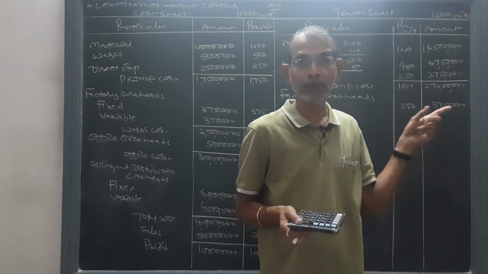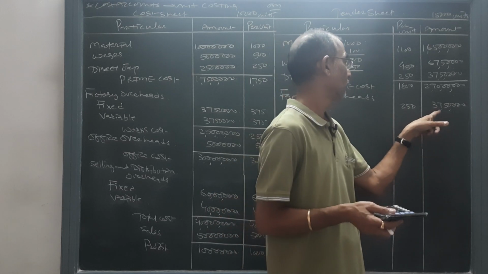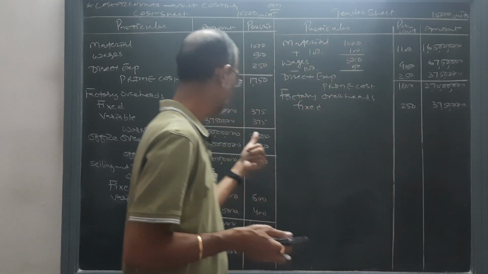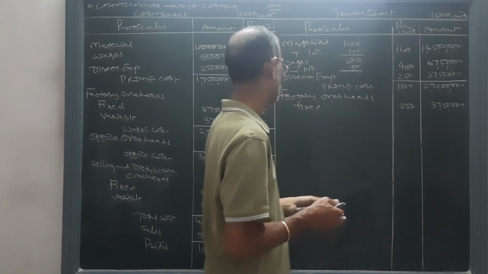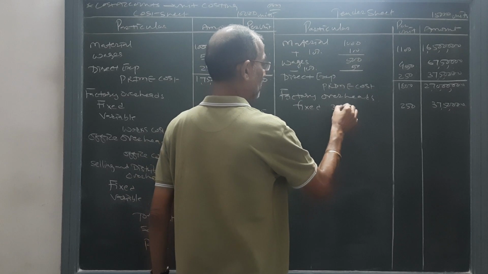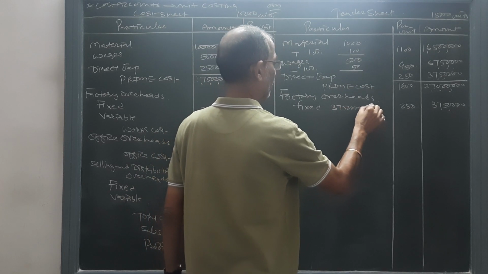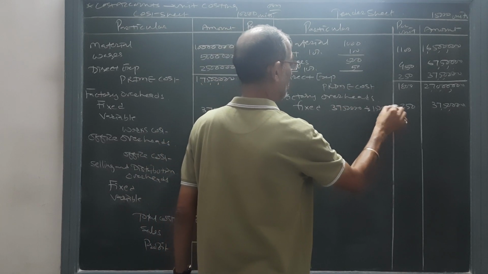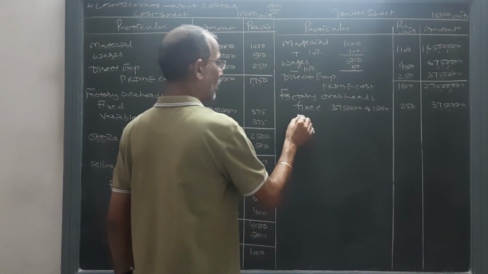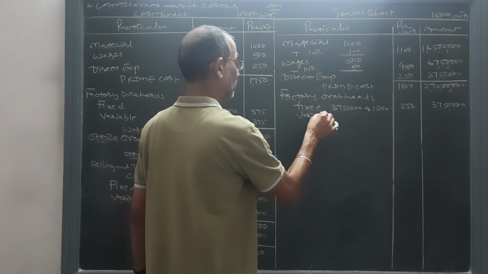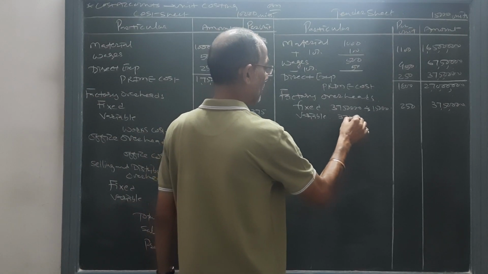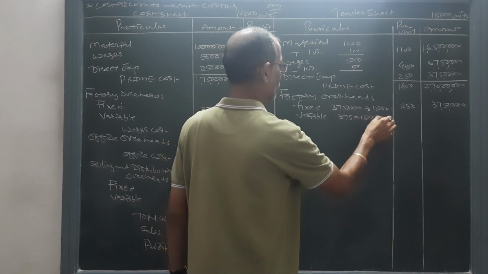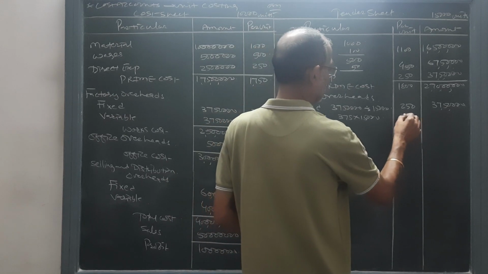In fixed you have to put amount as it is, which were earlier, and is to be divided with 15,000. 37 lakh 50,000 divided by 15,000. Now for variable, per unit will be same, 375 into 15,000 and we will get the amount.